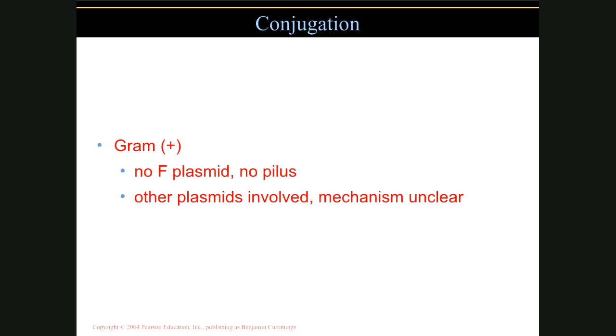So again, we're just going to mention the gram-positives can conjugate. They do not use an F plasmid. They do not use a pilus. So exactly how they do it may vary from species to species. So we're just going to mention they do it, but not go into any detail about it.